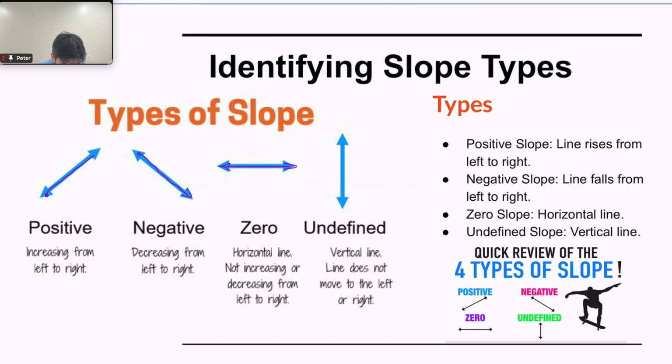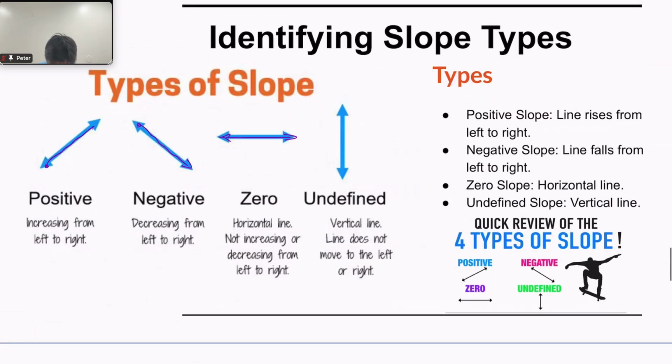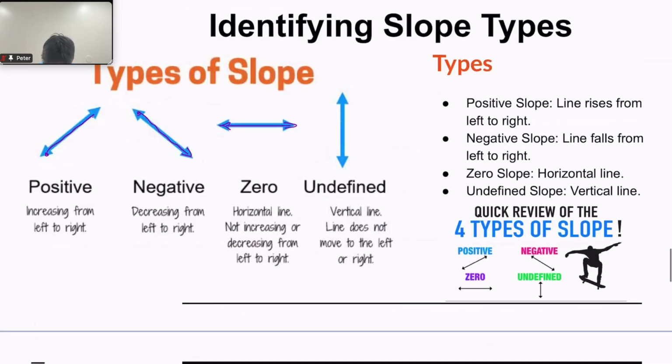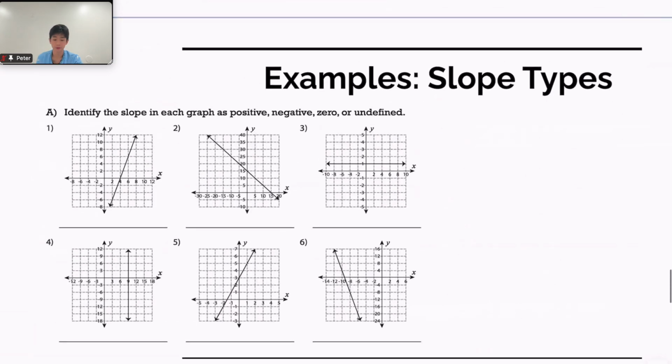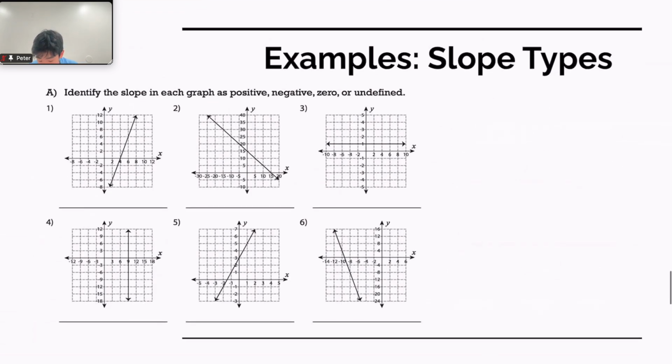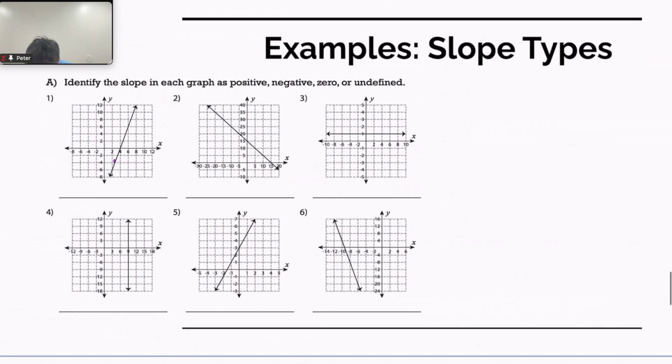Undefined, which is simply a vertical line. The line does not move to the left or right. It's just undefined, a straight one. Why is this undefined? We will see in a later example, as I will show you next. So let's identify these slope types. Alright, first one. We can just simply see these 2 points. The left point is lower than the right point, so this will just be a positive.